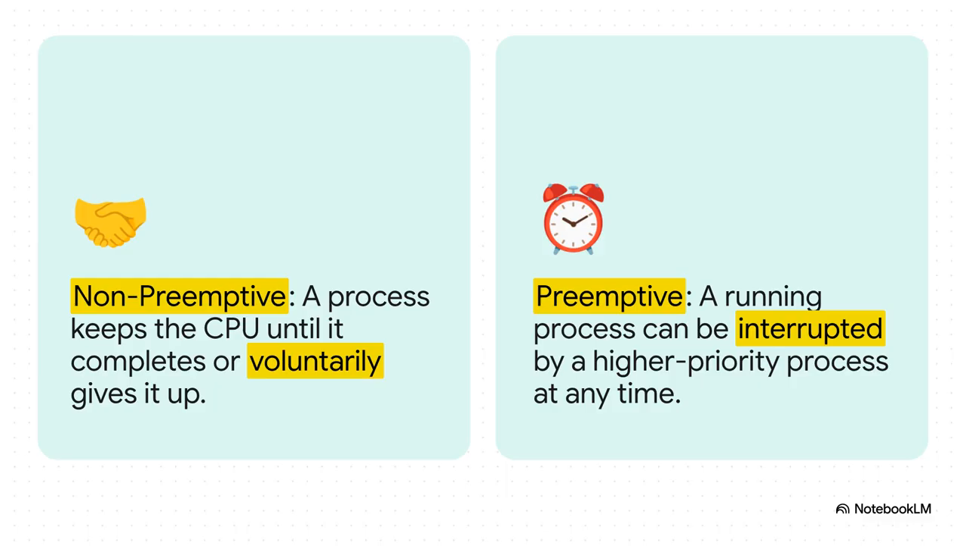First is non-preemptive scheduling. It's very polite. Once a process gets the CPU, it keeps it until it's totally finished, or it decides to give it up on its own. It's simple, but a really long process can just hog the whole system. Then there's preemptive scheduling, which is what pretty much all modern systems use. Here, the OS is the boss. It can interrupt a running process at any moment to let a more important one have a turn. It's definitely more complex, but it's the reason your computer feels so responsive.